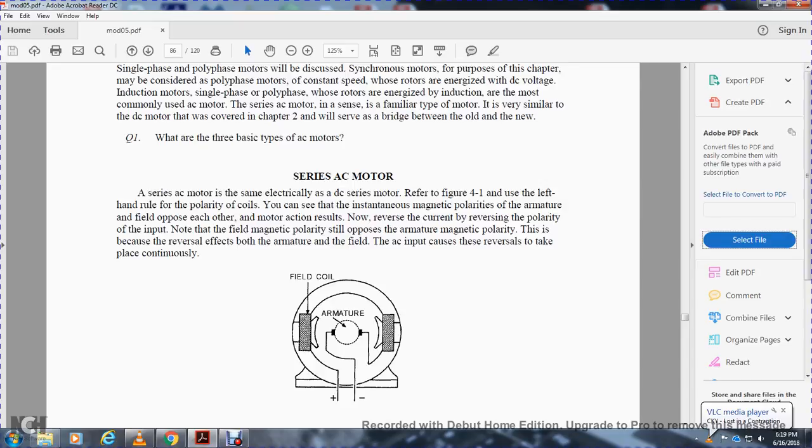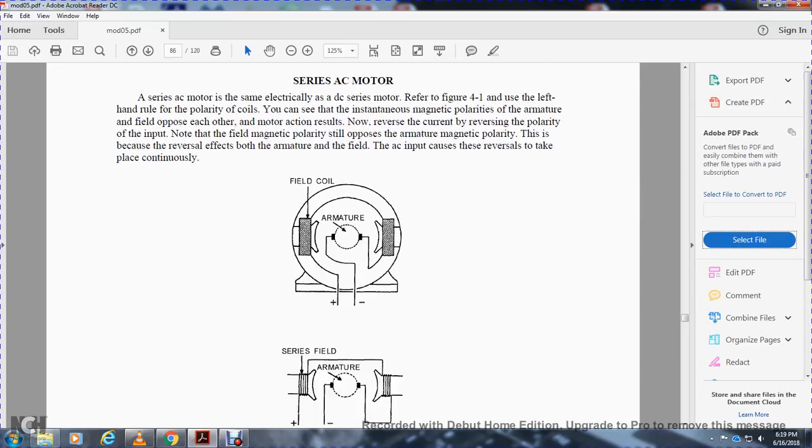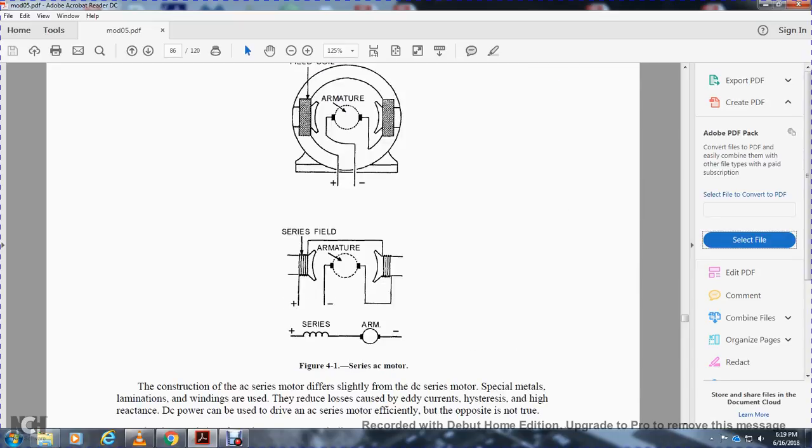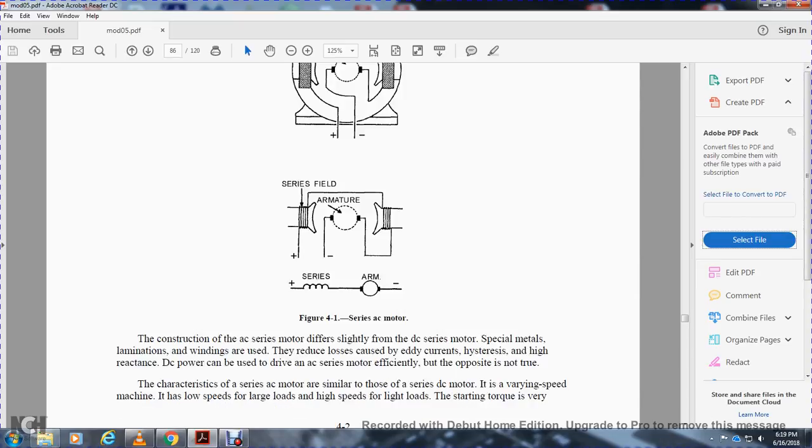This is because of the reversal effects on the armature and the field from the AC input, and it takes place continuously. So you have your field coil. Figure 4.1, AC motor series field armature. Construction of the AC series field motor differs slightly from the DC series motor.